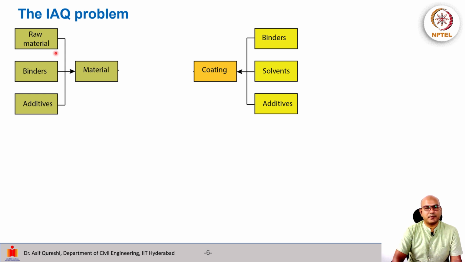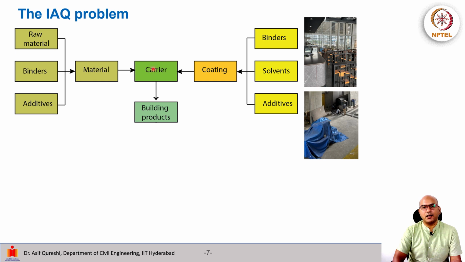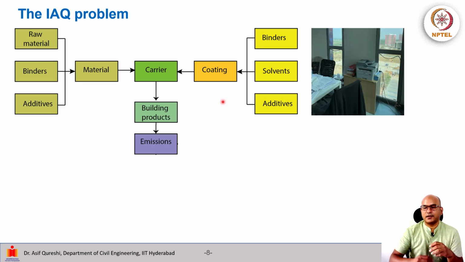So we have the building material and we have the coatings, into all of which we have a raw material, binders and additives, and for coatings we have binders, solvents and additives, and together they will form a carrier of a building product. So basically these are the sources. Now the final building product, so a cafeteria environment, or a classroom environment, we have some sort of building product. Now this building product then leads to emissions.